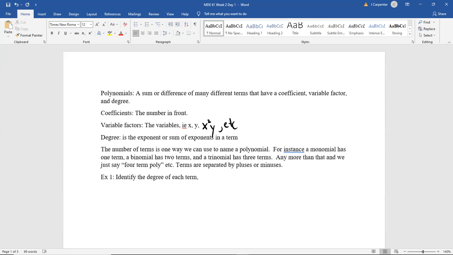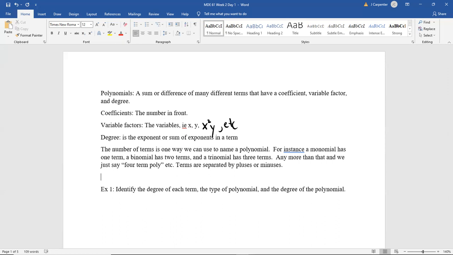Example 1, we're going to identify the degree of each term, the type of polynomial, and the degree of the polynomial. And I haven't said what that last thing is. Like we talked about the degree of a term. But what about the degree of a polynomial? So leave some space for one more definition before the example. And I just want to see if we might be able to figure it out inside of an example.